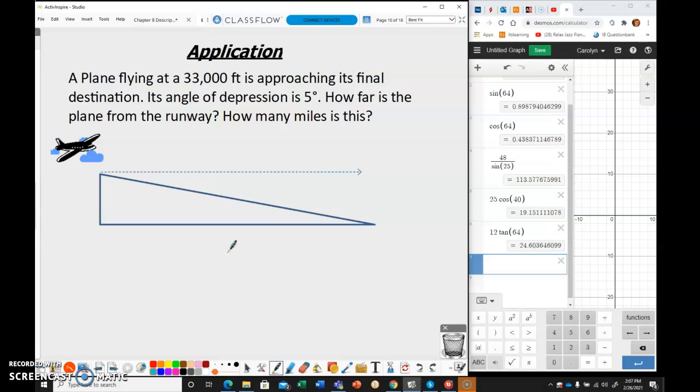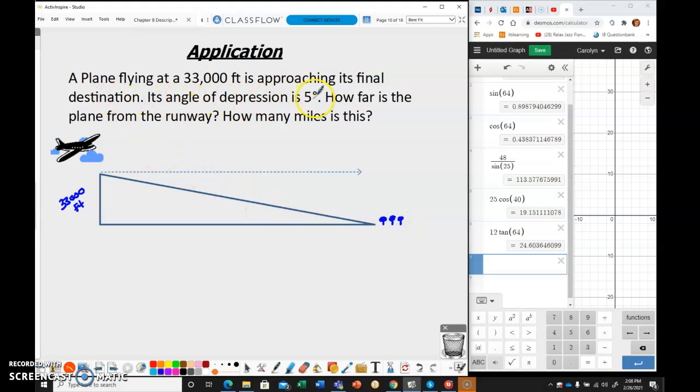So a plane is flying at 33,000 feet. That is his elevation. That's how far off the ground he is. So I'm going to put 33,000 feet over here because that's how high up in the air the plane is. And it says it's approaching its final destination. So I'm guessing that over here is our airport, where he's going to land. These are my little runway lights, okay?